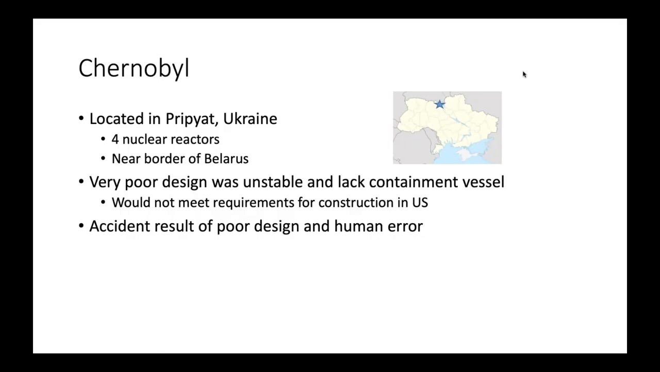Okay, Chernobyl, by the way, is in Ukraine, the northern part of Ukraine. It says it was a very poor design, was unstable, lacked containment. It's true, it lacked containment. It did not have a containment dome on it. So for that reason alone, you wouldn't see this type of reactor in the United States.